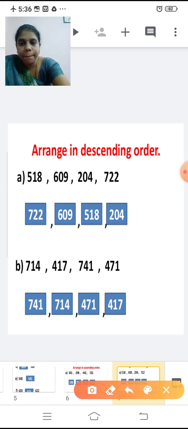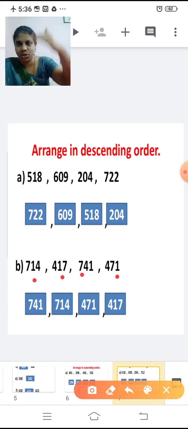Second one, B. 714, 417, 741, 471. Now we are going to arrange the numbers in descending order from the biggest to the smallest.